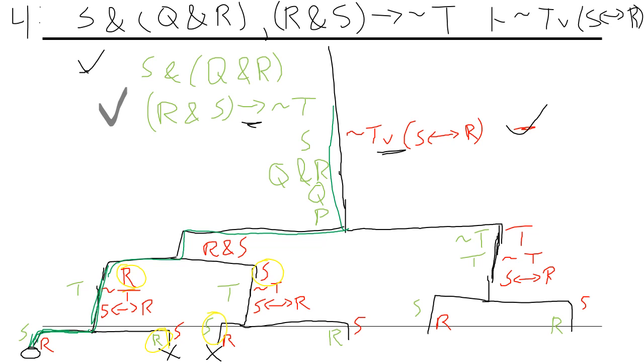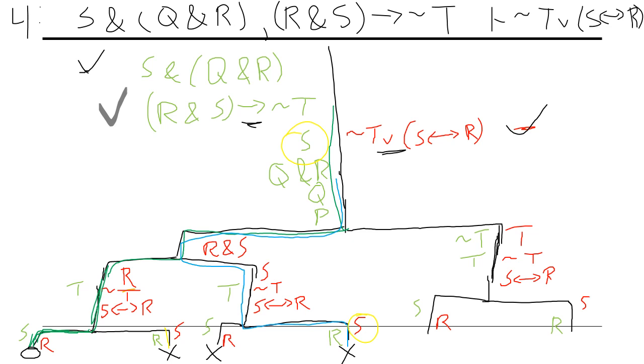R, S, T, S, P. This next one looks open too. Let's see. R, S, S. Nope, we do have one that closes off. We've got an S up here and an S right there. So that one closes off.